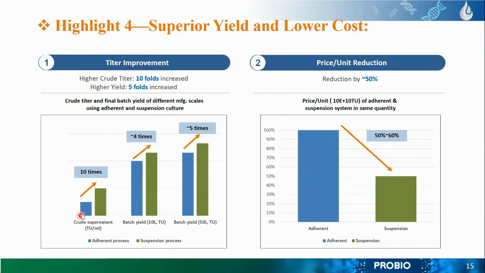And here you can see the yield increases too. With the 10-liter batch, it increased 4 times. When we ran the batch in 50 liters, it increased 5 times. So undoubtedly, the suspension process is much, much better compared to adherent when it comes to higher yield and price reduction, drastically dropping 50 to 60%.